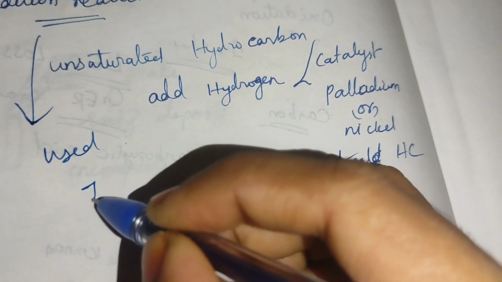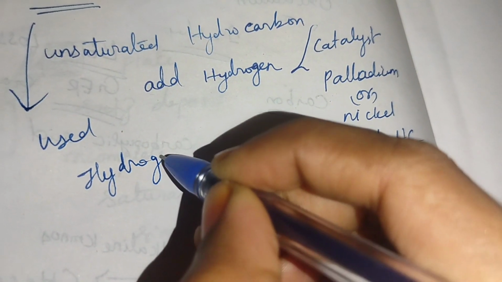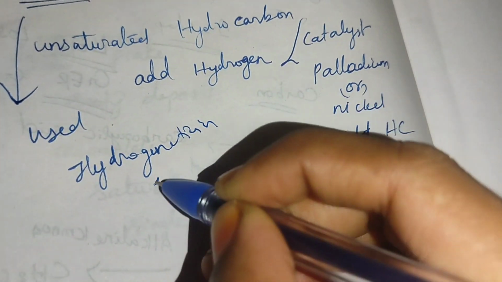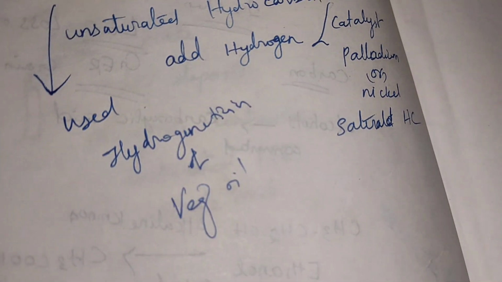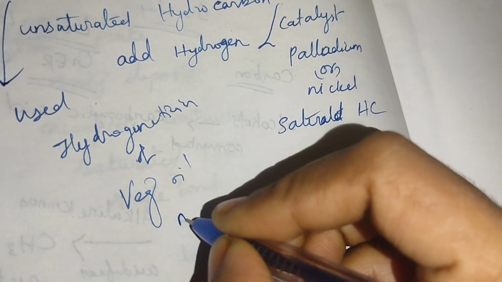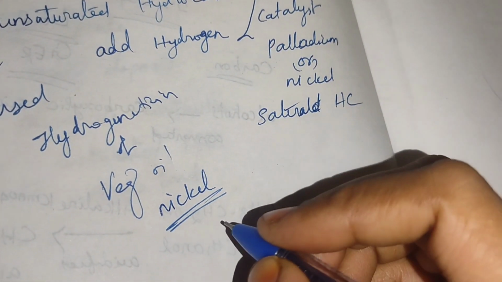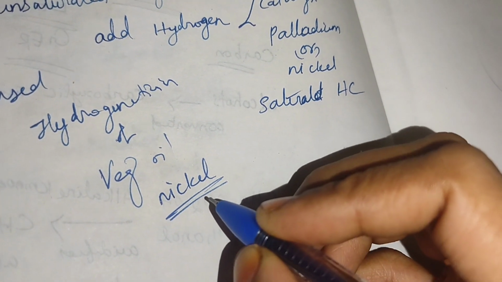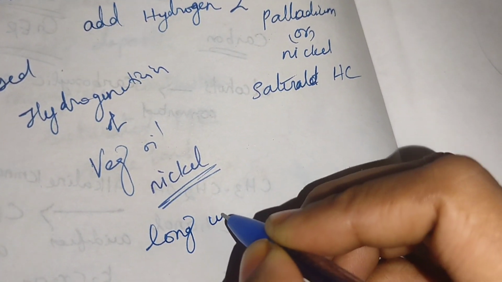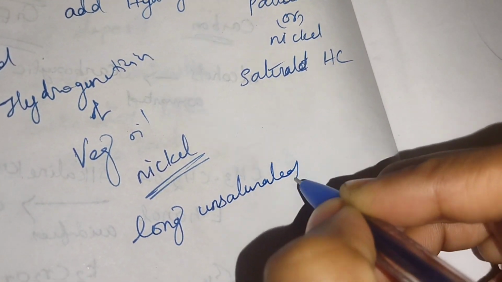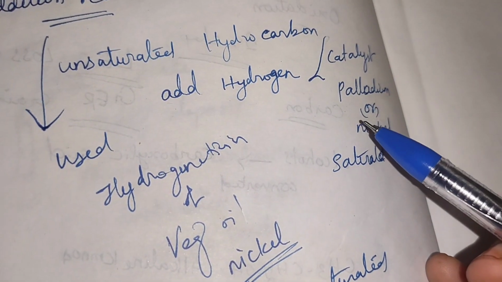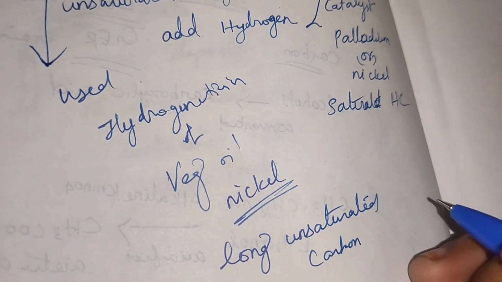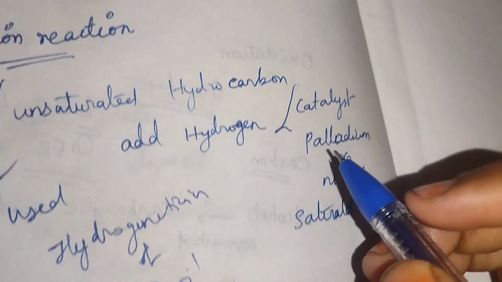Usually this reaction is used in the hydrogenation of vegetable oil. This reaction is usually used in that hydrogenation, using nickel as the catalyst. In that reaction it has a very long unsaturated carbon chain. Finally, by using the catalyst such as palladium or nickel, it will give the saturated hydrocarbon.